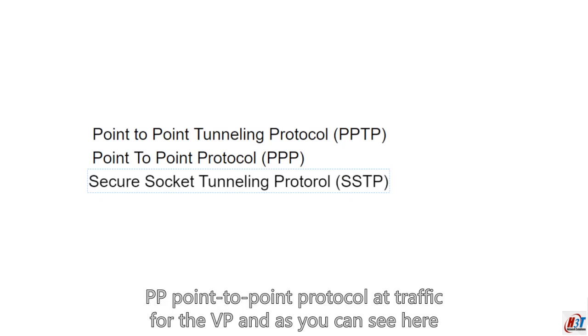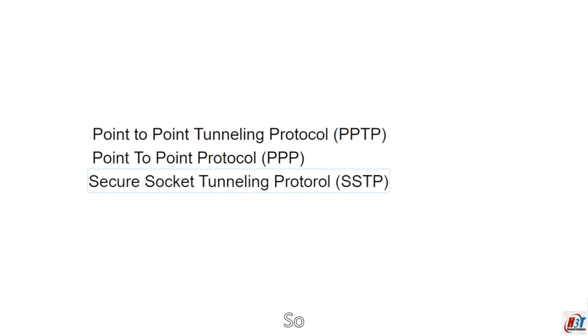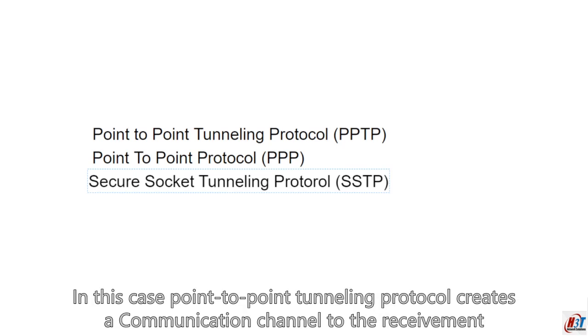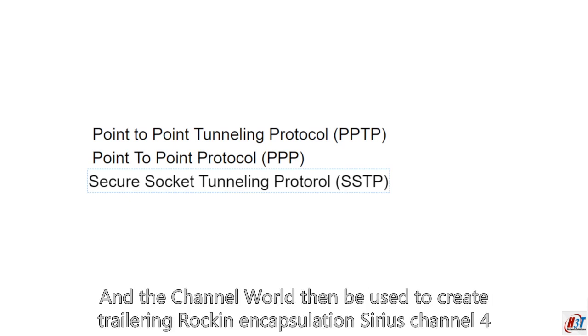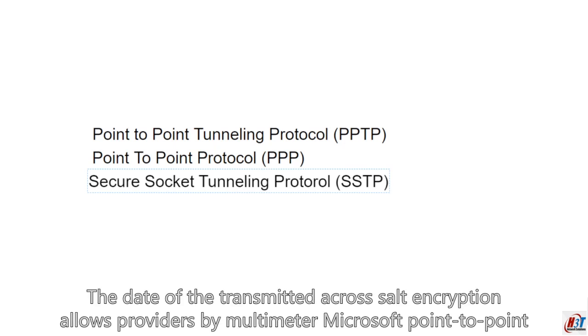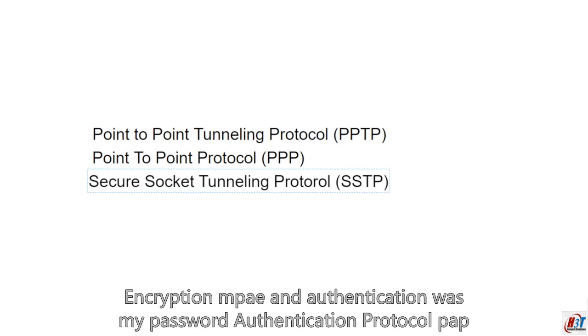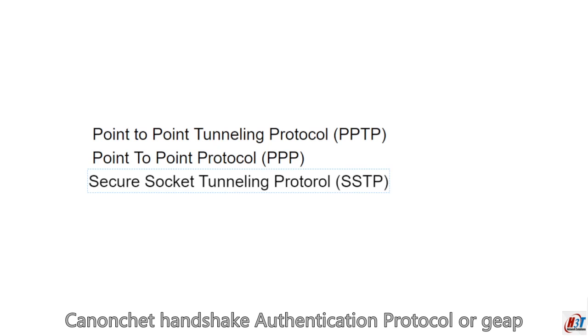PPTP was designed to transmit point-to-point protocol traffic through the VPN, as you can see here. In this case, point-to-point tunneling protocol creates a communication channel to the recipient, and that channel would then be used to create a generic routing encapsulation GRE tunnel for the data to be transmitted across. Encryption was provided by Microsoft point-to-point encryption, MPPE, and authentication was by password authentication protocol PAP, challenge handshake authentication protocol, or CHAP.